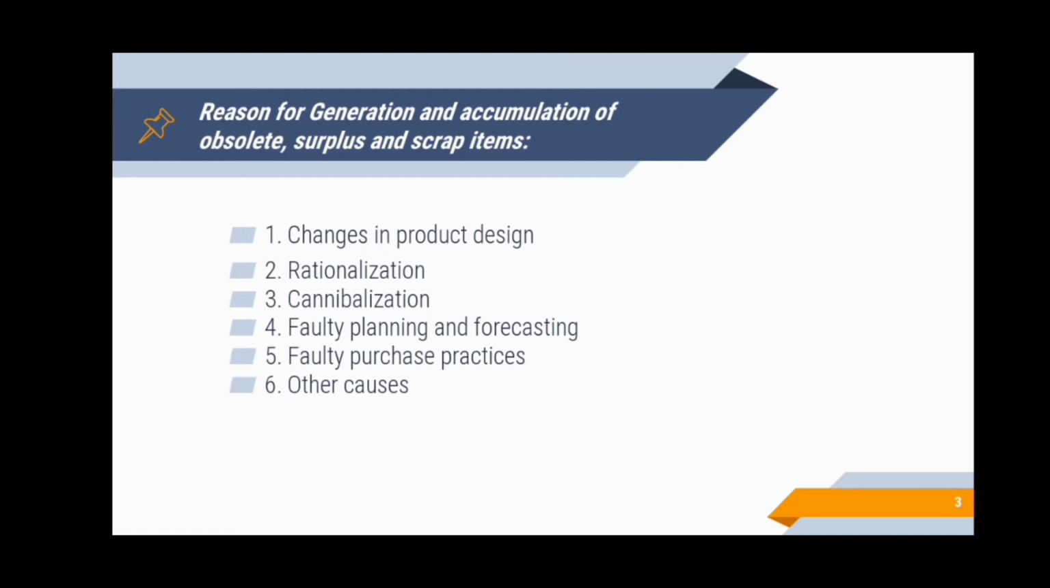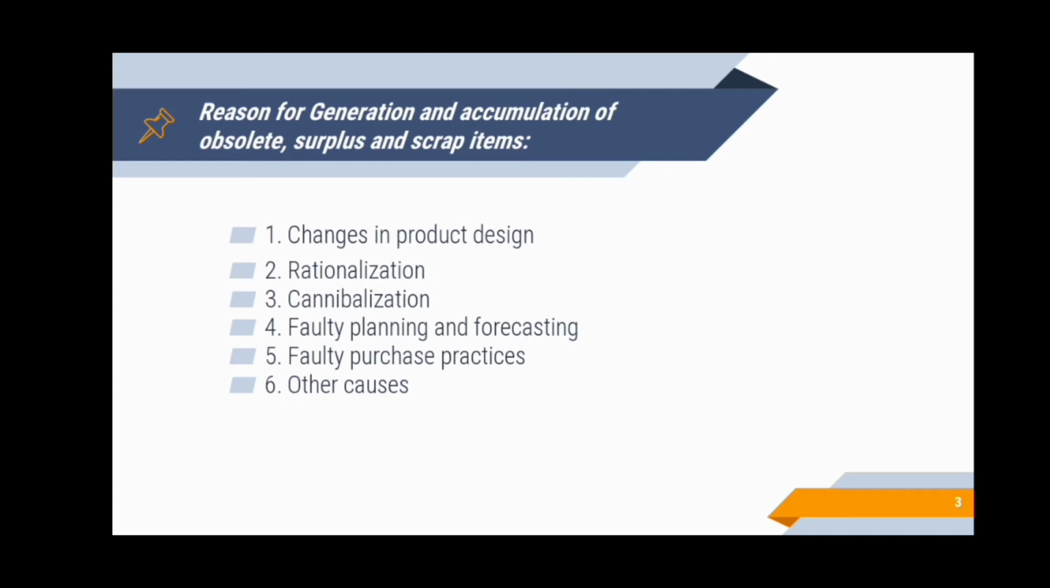The third reason is cannibalization. Cannibalization happens when a machine breakdown occurs. Sometimes it is rectified using part of an identical machine which is not functioning due to various reasons. This process of cannibalization is not uncommon in many project-based industries. When continued unchecked, this results in obsolete and scrap items.